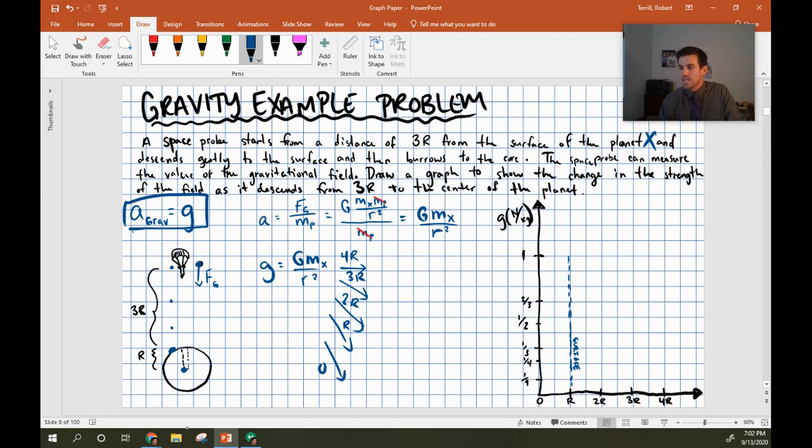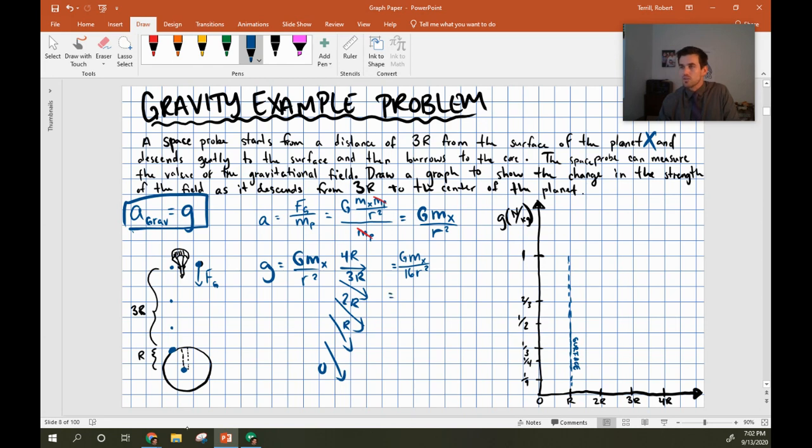So if I plug that in, that would be G times mX over r squared. Well, G and mX, we don't have values for them, but they don't really change. But with 4r, that's going to be 16r squared. Okay, so there's our first value.